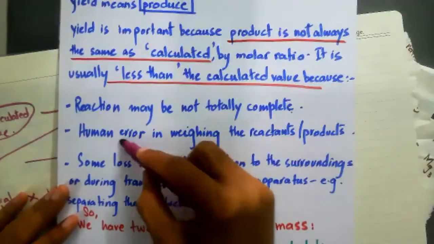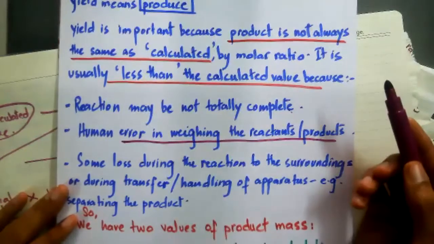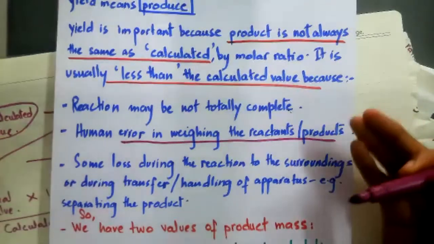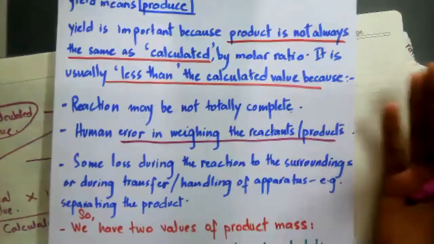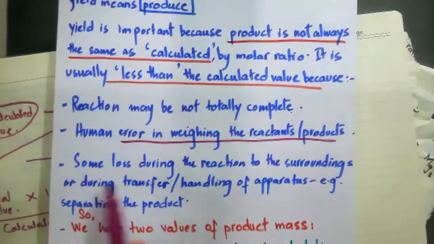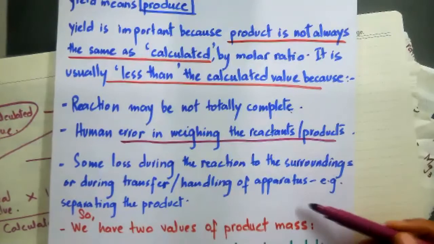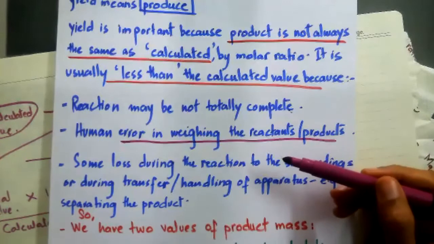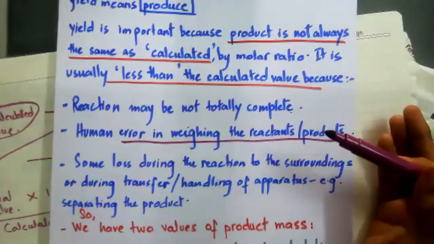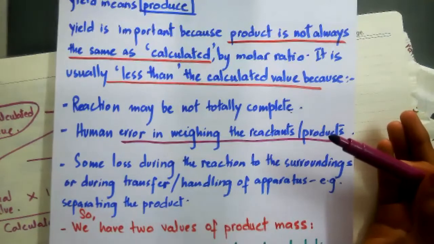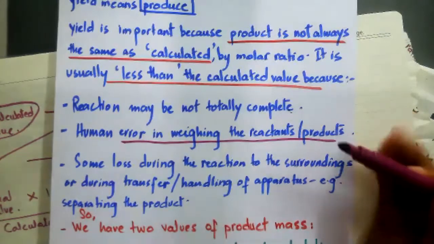Or there can be some error in weighing the reactants and products. You might have committed errors, and we humans are prone to errors. There can be some loss during the reaction to the surroundings, or during transfer or handling of the apparatus, for example, separating the product. While filtering, you missed some residue on the filter paper, or while washing, or while transferring from one beaker to another, some drops of the reactant were left in the old beaker, and so on and so forth.